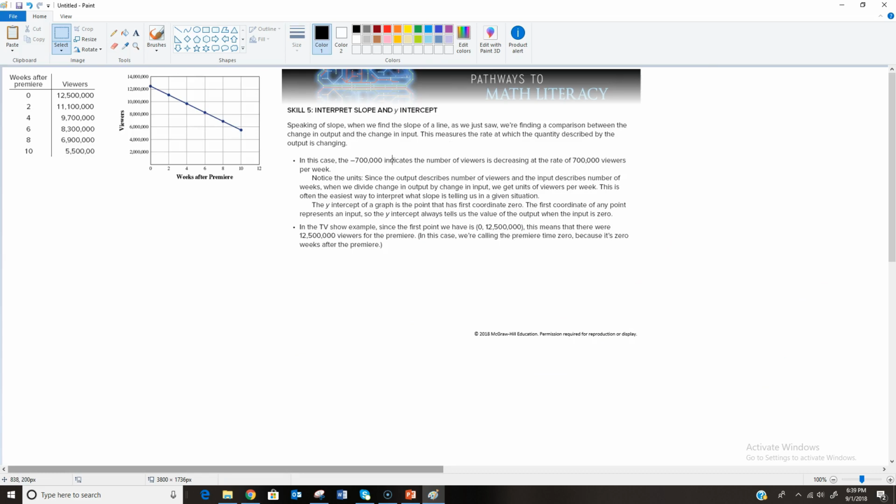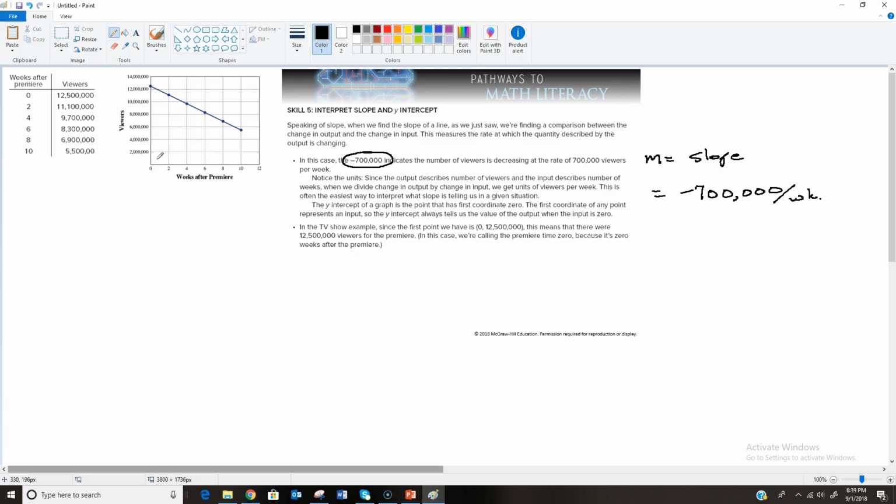So now we're going to look at interpreting the slope and the y-intercept. So remember, our slope was how many viewers we were losing per week. So each week this goes down negative 700,000 per week. So that was our slope. So remember, m, which is slope, is negative 700,000 per week. And then it says we also want to look at what's the y-intercept.